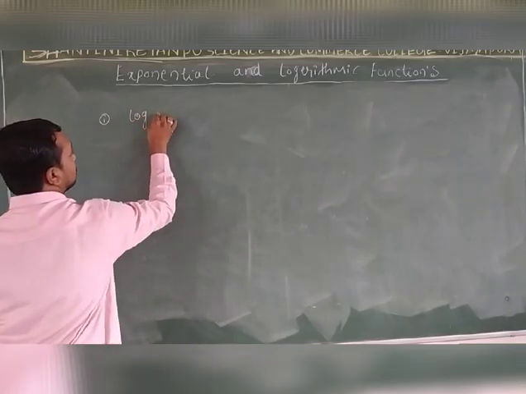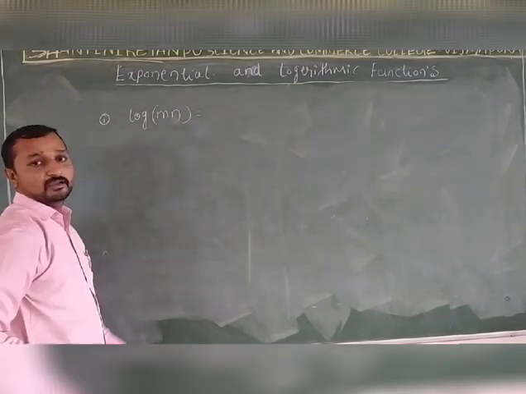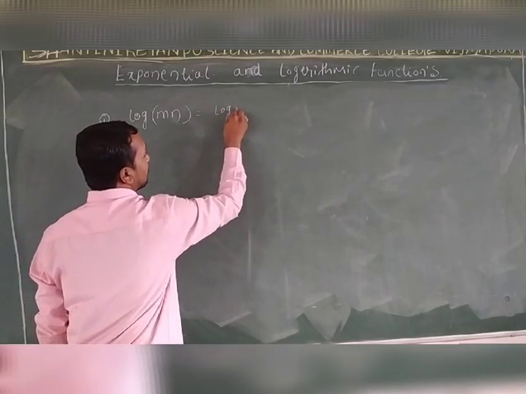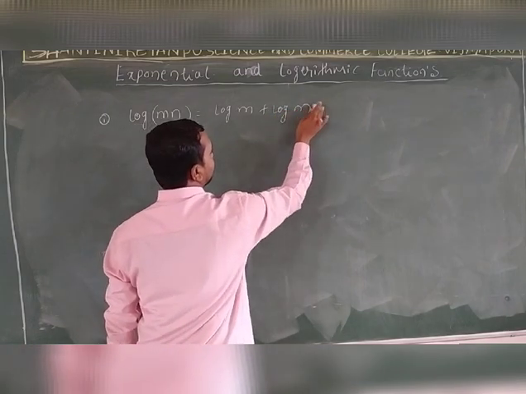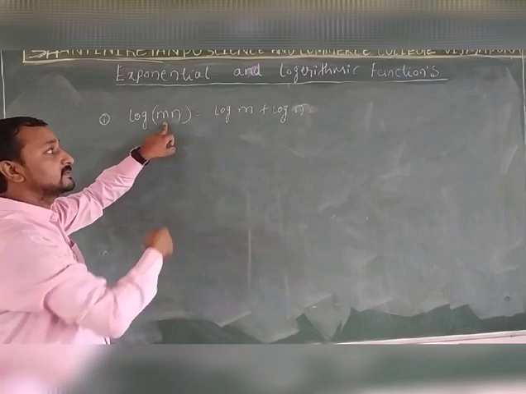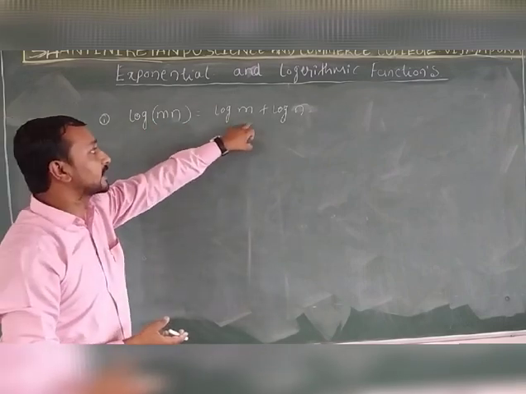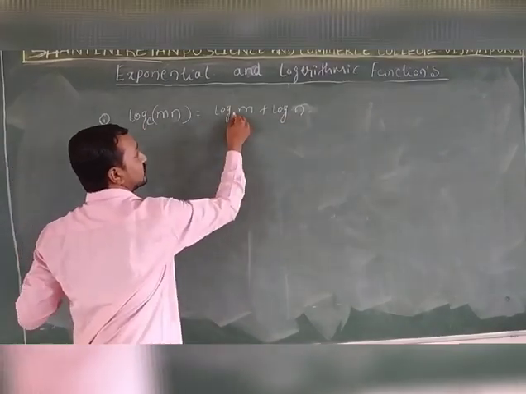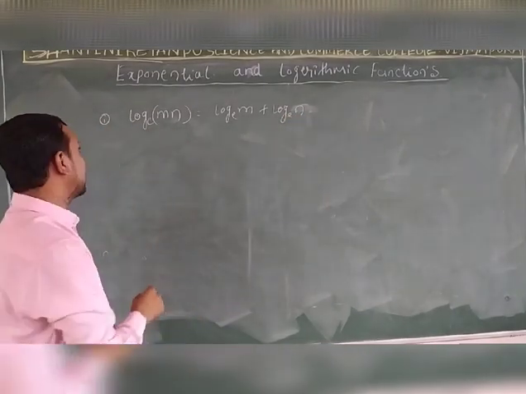First one: log of m into n, to the base e, the natural exponential base, can be written as log m plus log n. So the multiplication of logarithmic terms can be split as log of m into n equals log m plus log n.